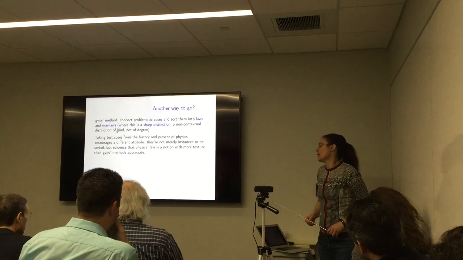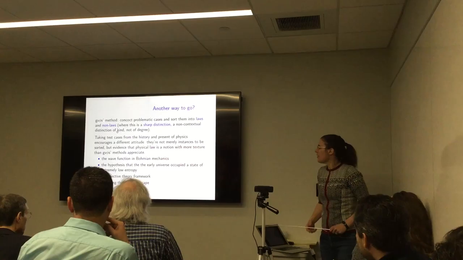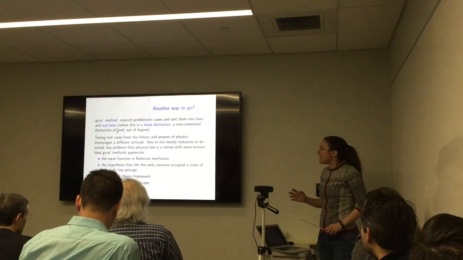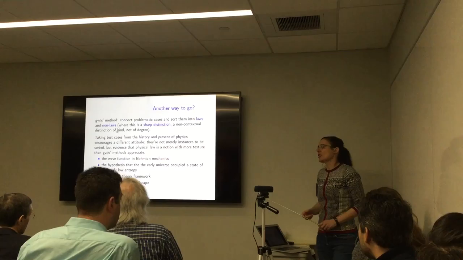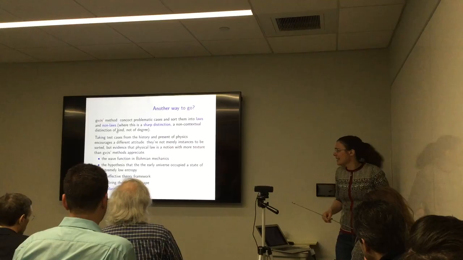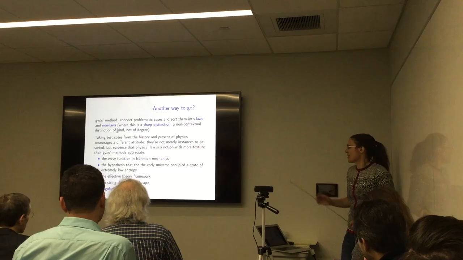And all over physics, there are examples of things that seem to be cases of gradation in law-likeness, or cases where it's not so clear there's a sharp distinction between initial conditions and laws. The wave function in Bohmian mechanics seems, on the one hand, to be an initial condition, but on the other hand, to play the role of a dynamical law. The effective theory framework: laws of an effective theory don't hold everywhere and always. They break down at high energies. The string theoretic landscape: a way of thinking about laws of nature as something environmental. And then what I want to talk about quickly, singularities and black holes.